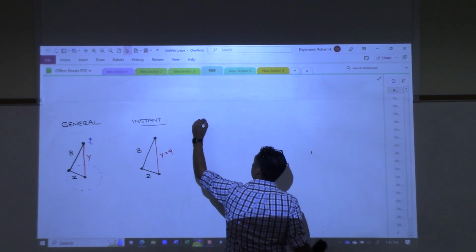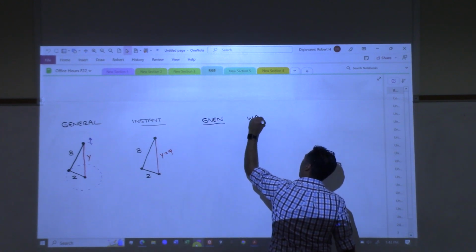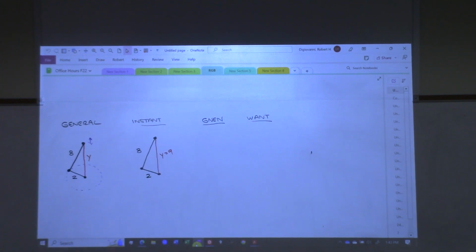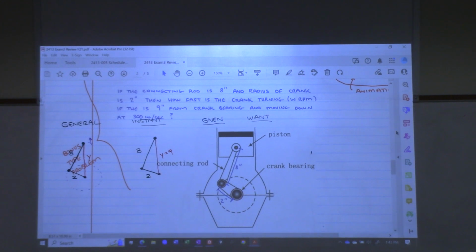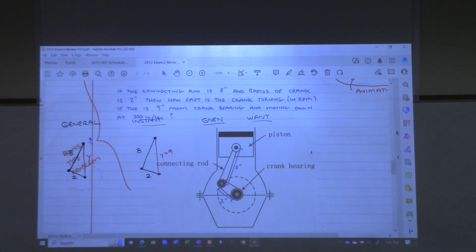What am I given? What do I want? So do you want me to put the problem back up? Do I give you anywhere in the problem a speed of something? Yes, 300 inches per second. That's the speed of what for us?